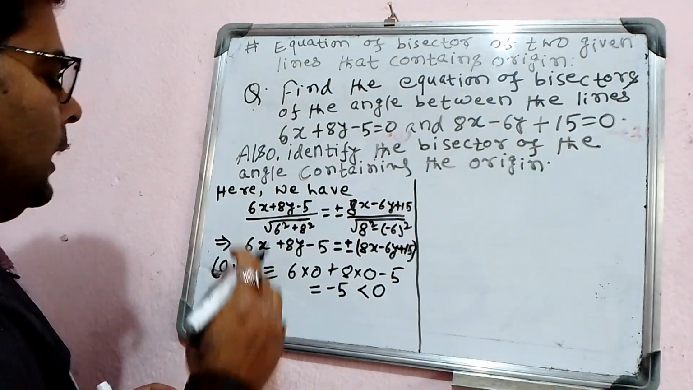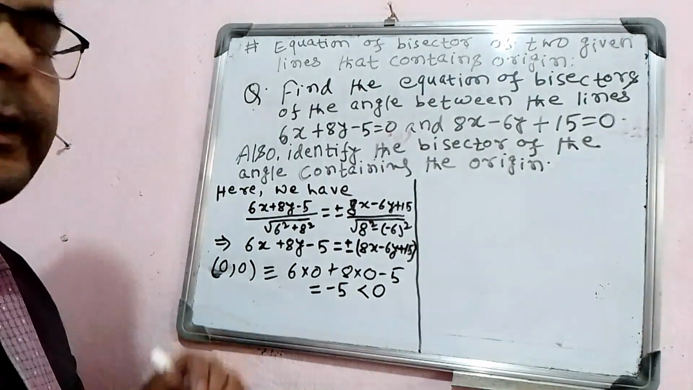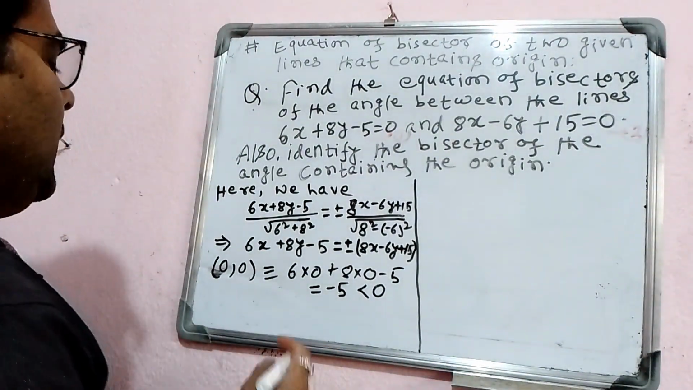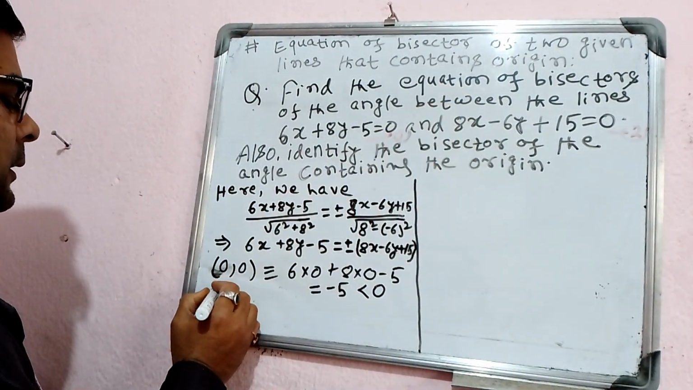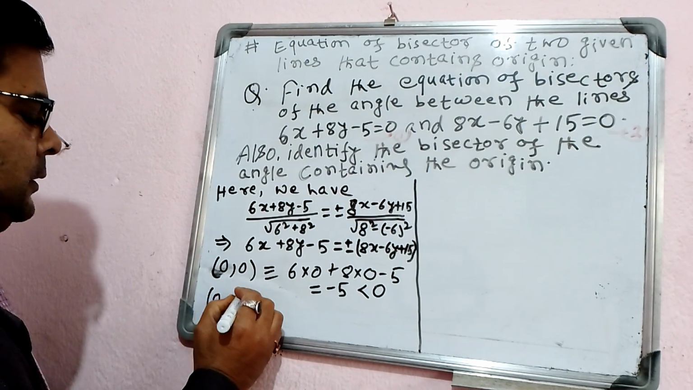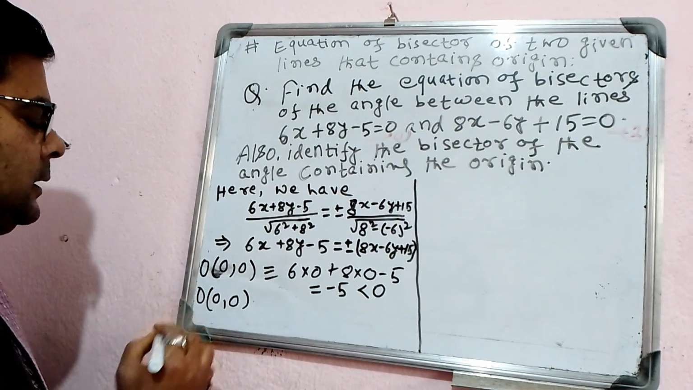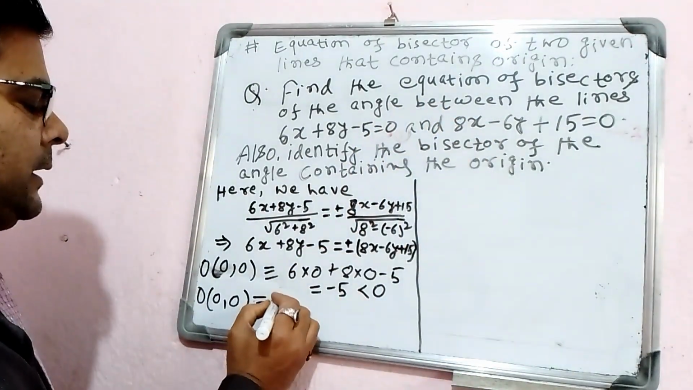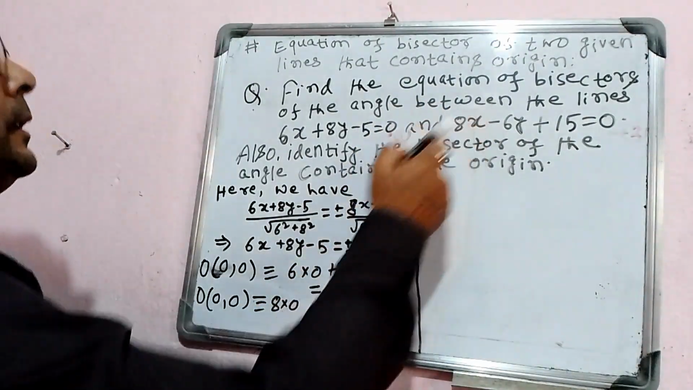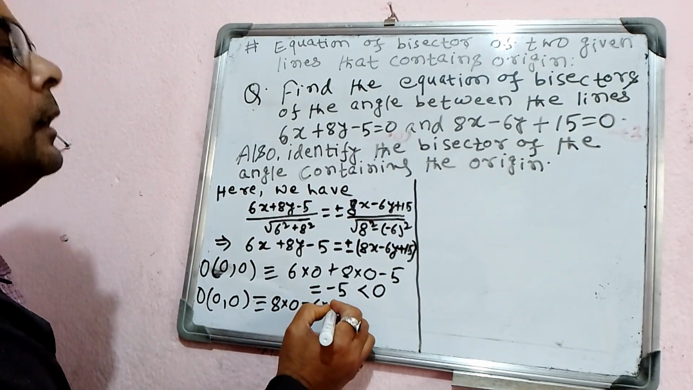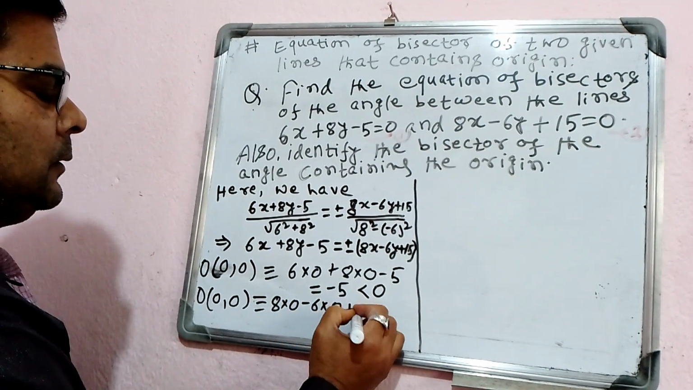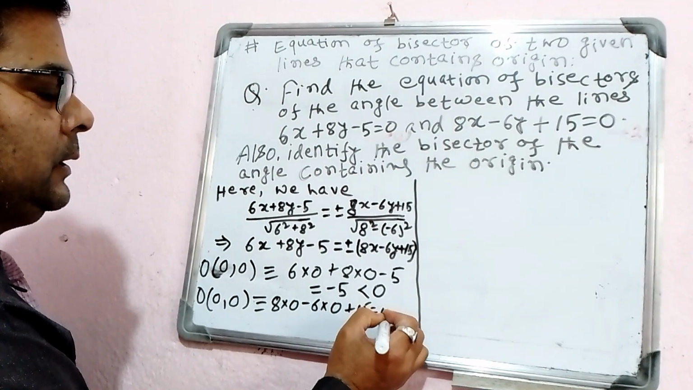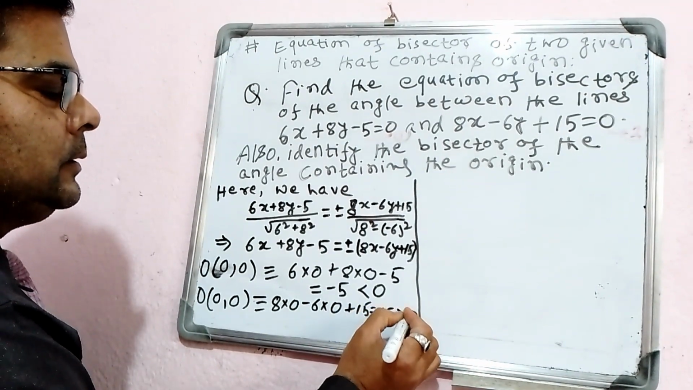Alright, or if this is negative, then this quantity is less than 0. Now you take the second equation for the same point 0, 0, which is the origin, and in this case you can see that the second line is 8x. So you write here 8 times 0, and then this is minus 6 times 0 plus 15 equals 15, and this is bigger than 0.